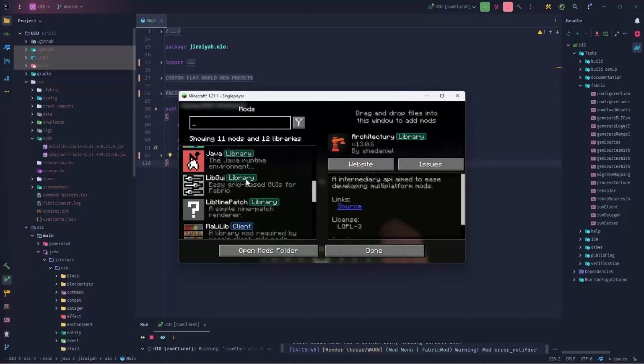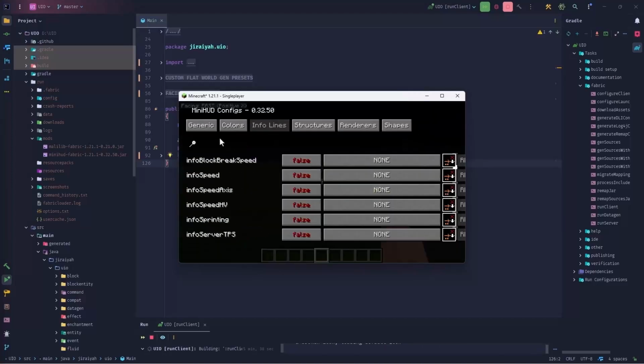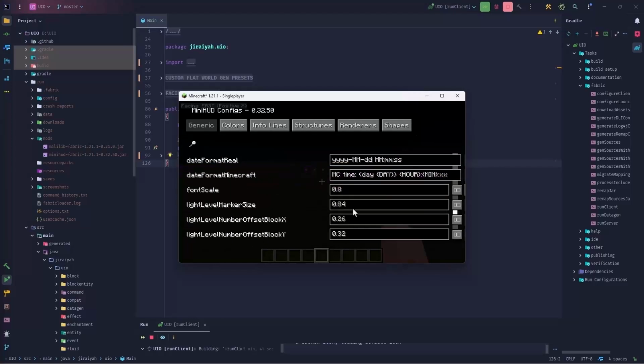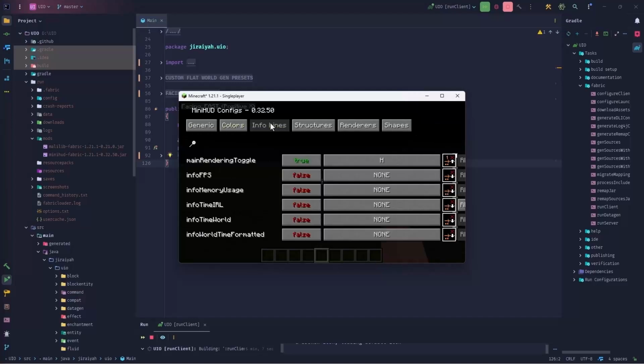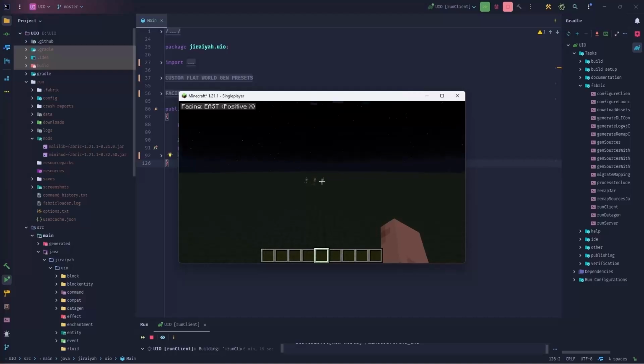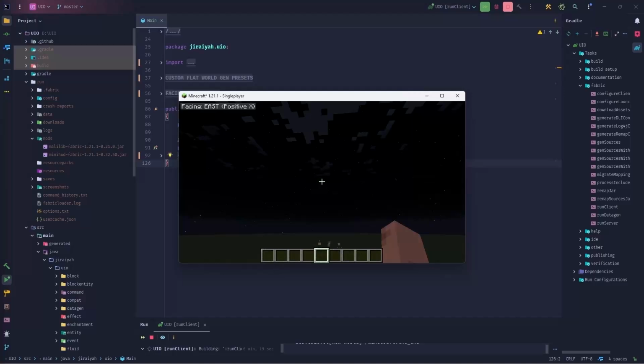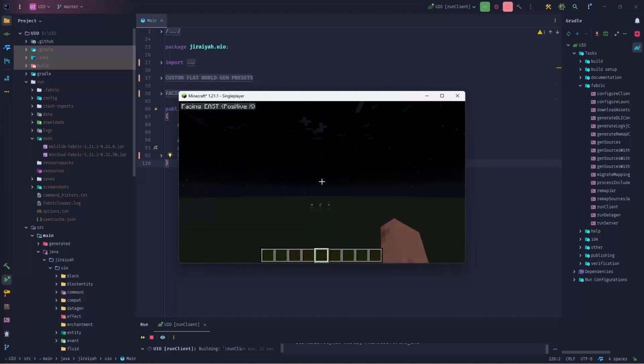inside mods, coming down to MiniHUD, first of all, under generic, I made the font scale 0.8. Now I can increase it to something like 0.9 or even 1.0 if I want to. The next thing is that under info lines, I turned off everything and I just kept info facing. This way I can take a look at the facing of the player. Right now, the player is facing east.